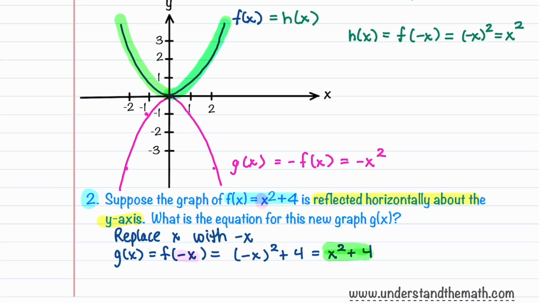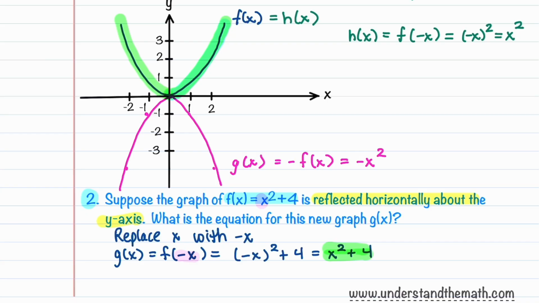It turns out the reason for this is that f of x is what's called an even function, and when you reflect an even function about the y-axis, you get back the same function. I have a video later in this series that's going to talk all about that.